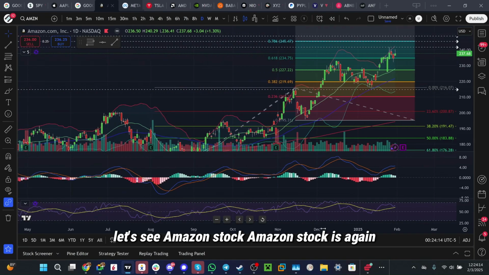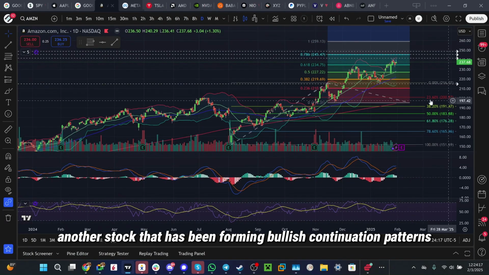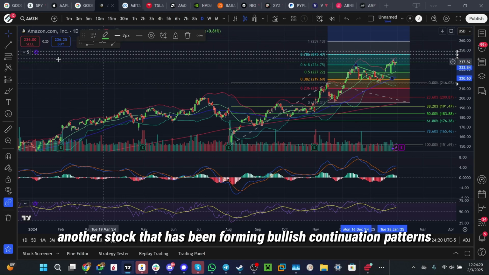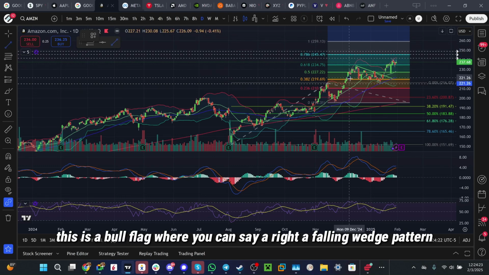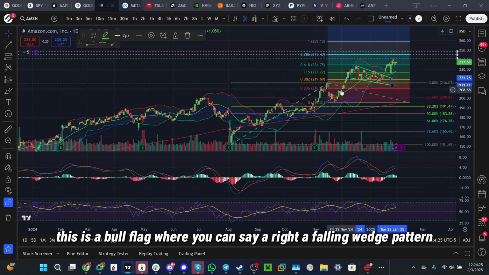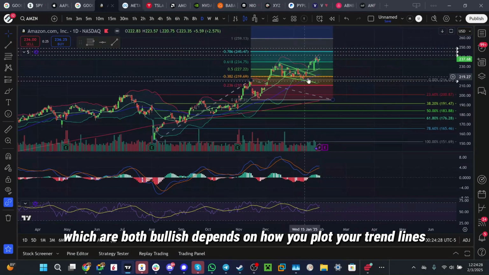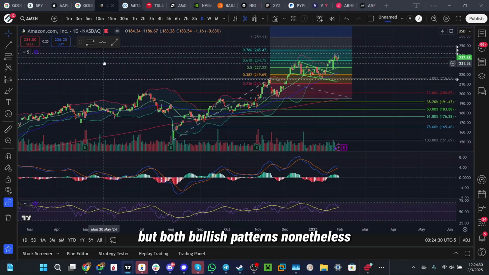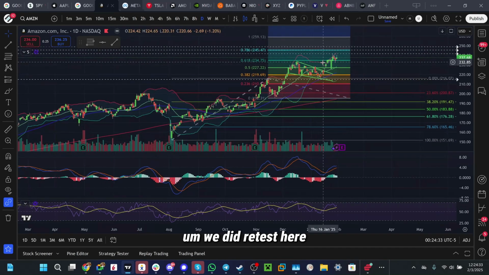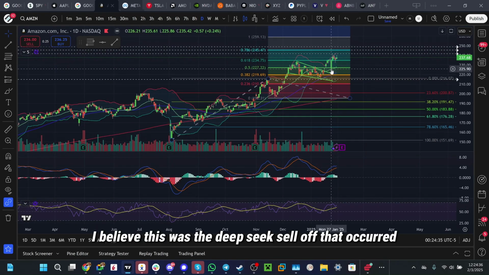Let's see Amazon stock. Amazon stock is, again, another stock that has been forming bullish continuation patterns. As you can see, this is a bull flag, or you can say a falling wedge pattern, which are both bullish. Depends on how you plot your trend lines, but both bullish patterns nonetheless. We did retest here. I believe this was the DeepSeek sell-off that occurred. So we pulled back to a 20-day simple moving average.